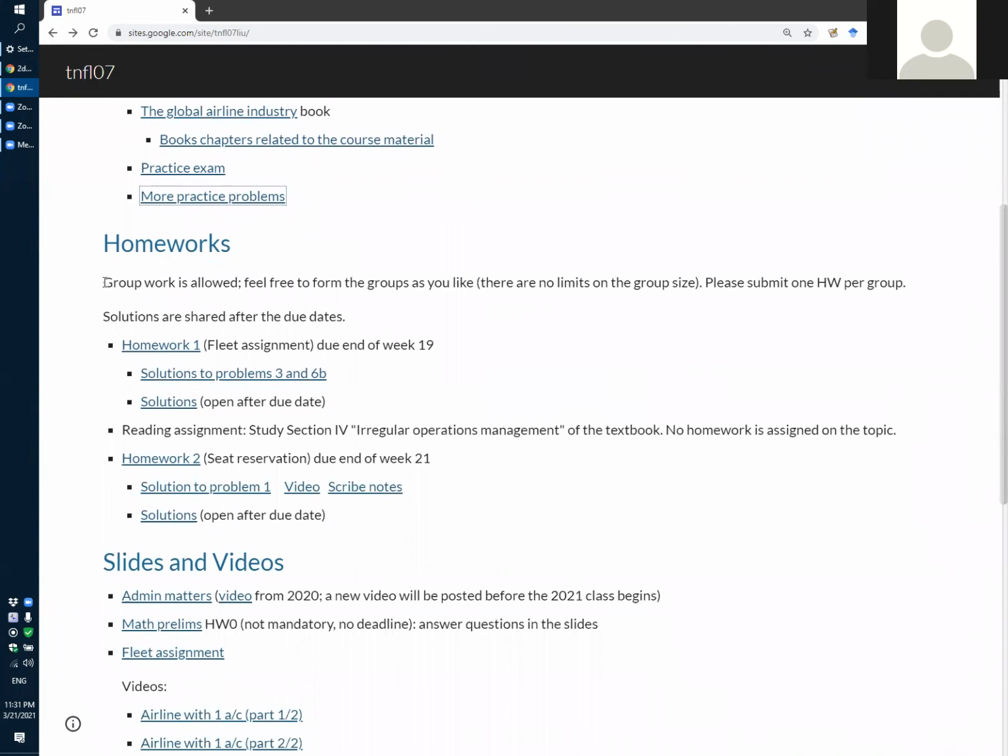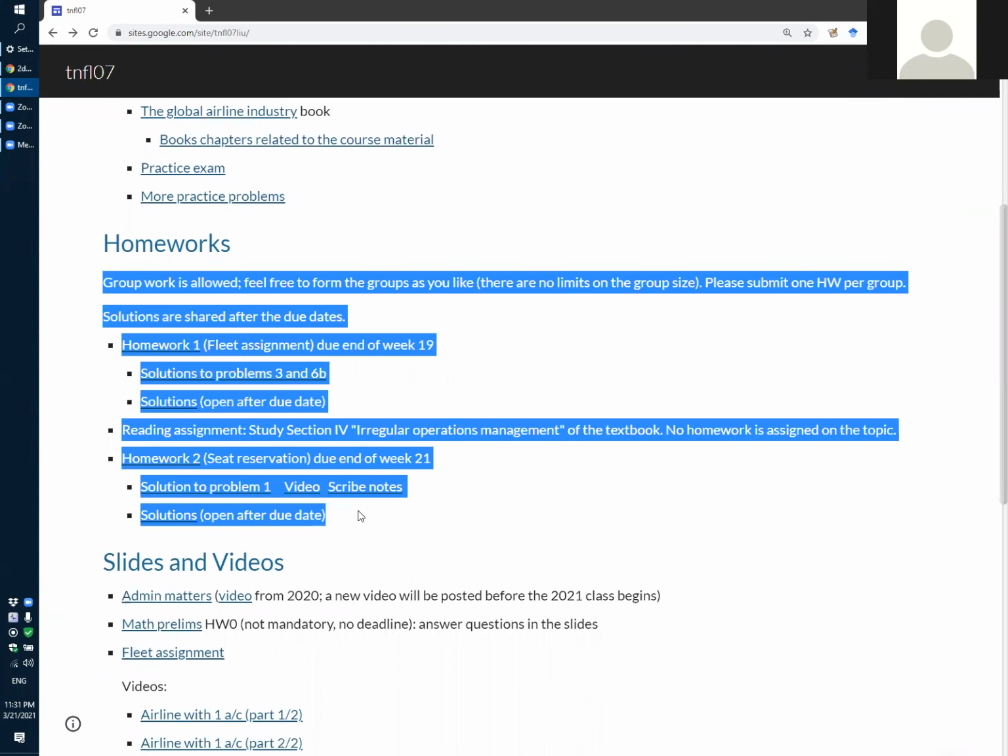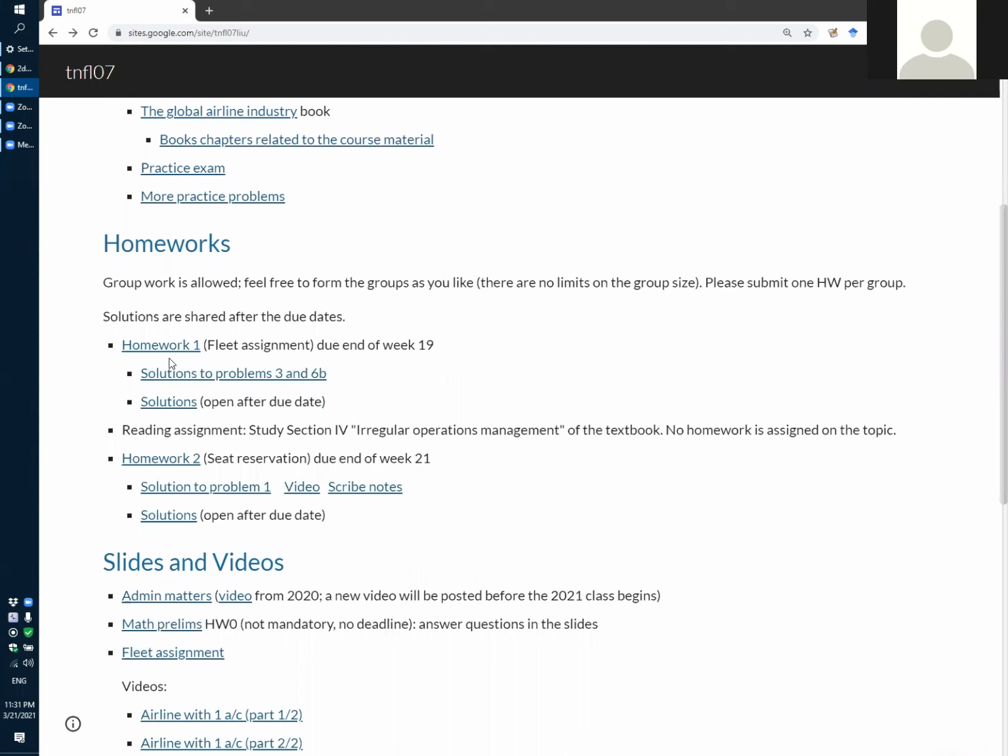Then on the web page there is a section devoted to homeworks. Two homeworks with due dates as follows. You are allowed and even encouraged to work in groups. I think you're best informed in the groups yourself. There is no limit on the group size, no lower nor upper bounds. If you have troubles with forming the groups, again, contact me. I'll assign you randomly or in some other way.